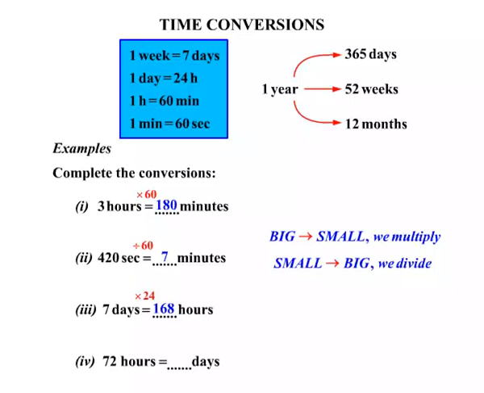Our fourth example, 72 hours equals how many days? Well, the connection between hours and days, we know that 1 day equals 24 hours. So we're changing hours to days. That's small to big, so that's why we divide. We divide by that 24, and we get 72 divided by 24 is 3. So we have it, 72 hours equals 3 days.